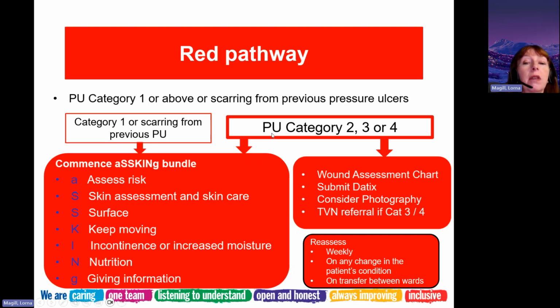If, however, there is a pressure ulcer present of category 2, 3 or 4, in addition to the skin bundle and the reassessment plan, we would need to commence a wound assessment chart detailing the wound as it is at the moment and the plan of care for that. We would need to submit a Datex, consider photography, and if the damage is of category 3 or 4, also a tissue viability nurse referral.